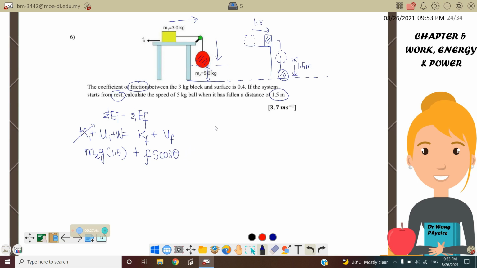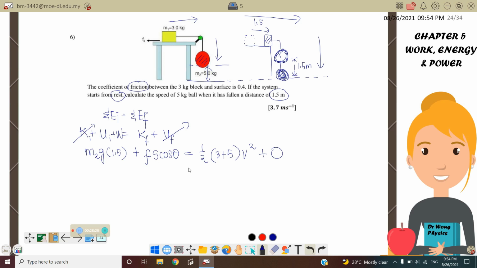After that, when the ball reaches the reference point, it goes down and the other object moves to the right. So M1 and M2 are moving together. Our half m v squared needs to consider M1 and M2, 3 kg plus 5 kg, times v squared. And because the ball has reached the reference point, h equals 0, so we don't have potential energy.